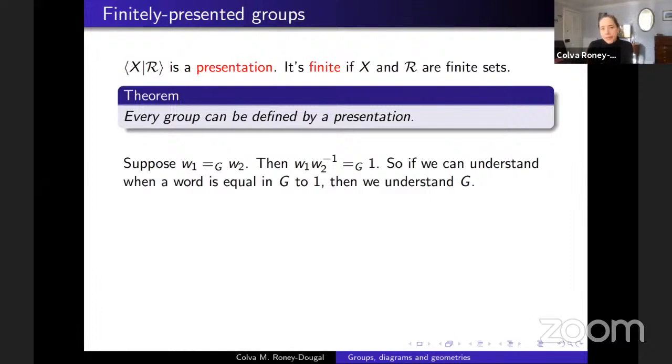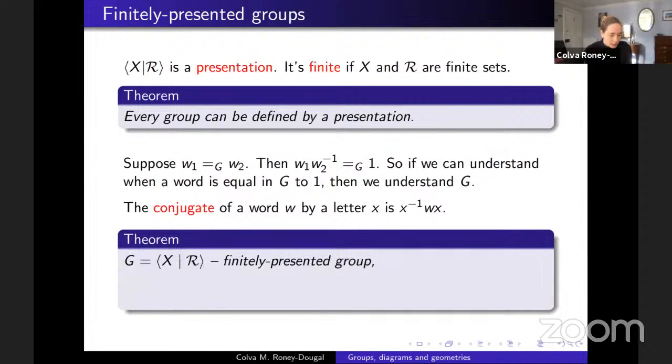So the most basic thing we might want to understand about our group is when two elements are equal. And to answer that question, it's enough to be able to work out whether or not something is equal to the empty word, whether or not something is equal to the identity. One more technical definition. So the conjugate of a word W by a letter X is X inverse times W times X. And then here's a theorem that goes back a long way.